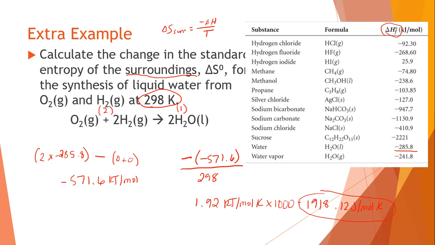So that makes sense. If we're going to have water form, we're going to have 1918 for our surroundings, if you followed everything correctly. So how'd you guys do?